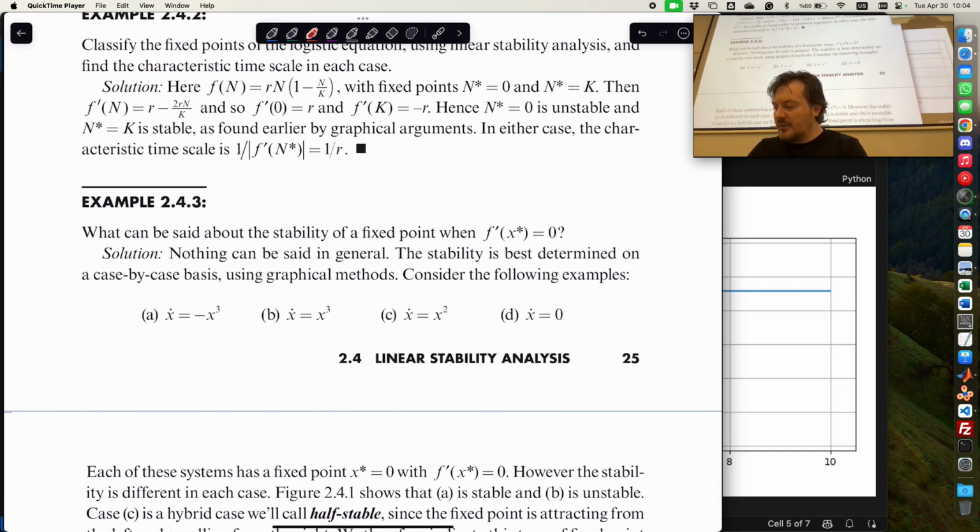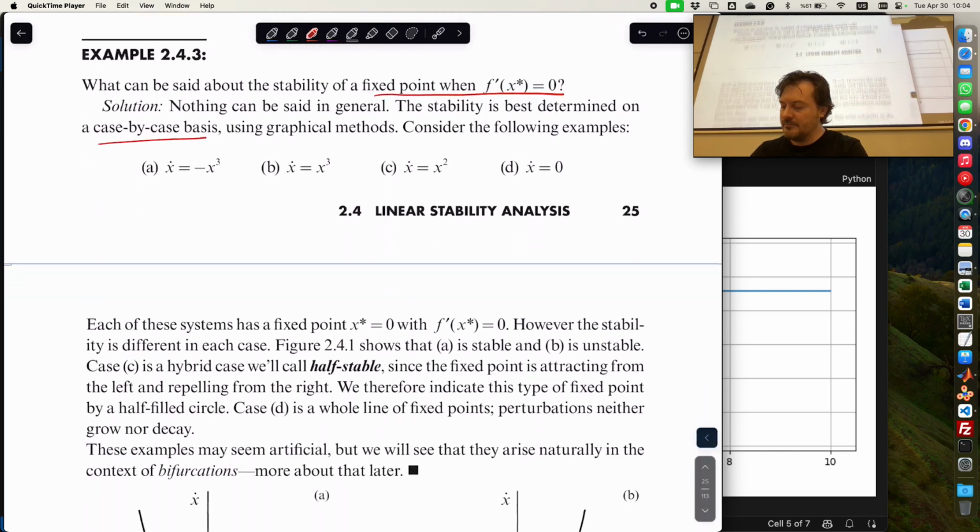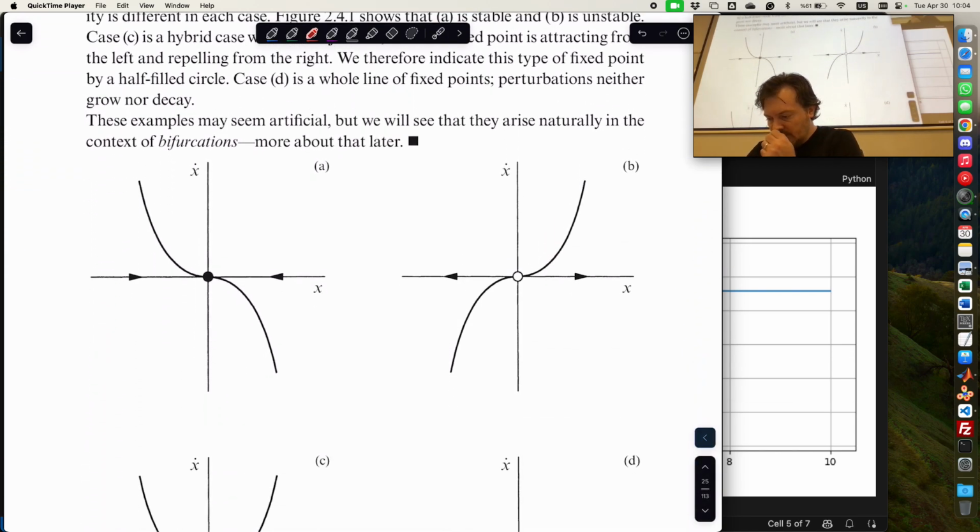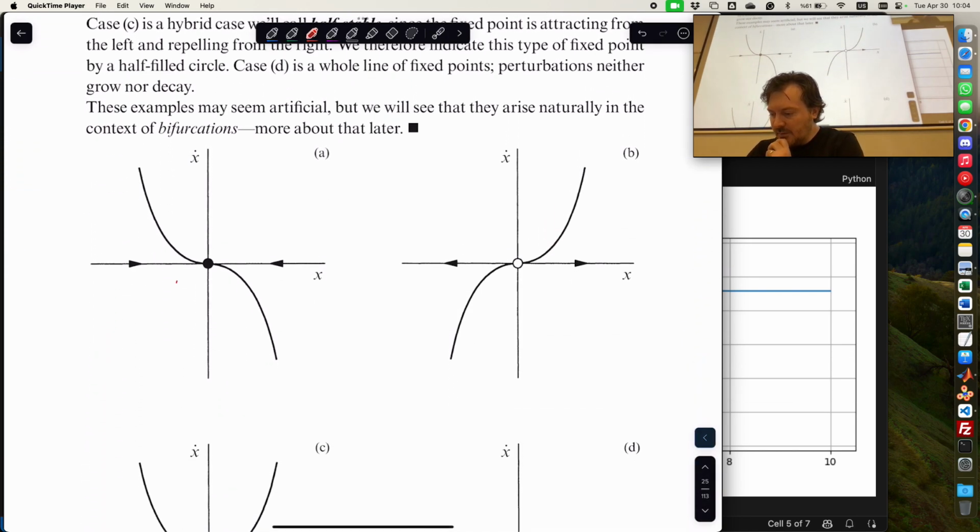Let's talk about what can be said about stability if the fixed point has this exactly 0. Then nothing can be said in general. The stability is best determined on a case-by-case basis using graphical methods, okay? For example, this one is stable because this part is plus, this part is minus, so it attracts. This one is unstable. Do you see why?